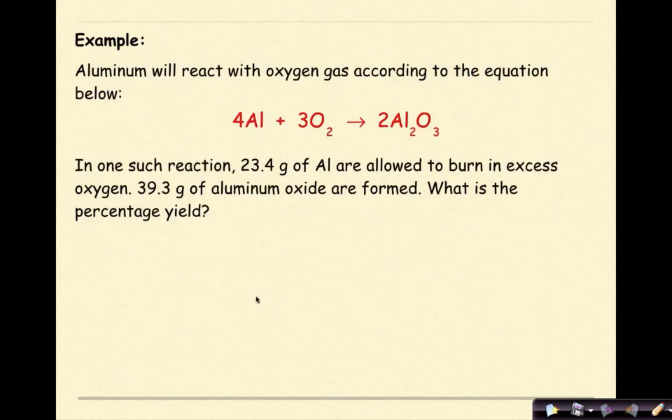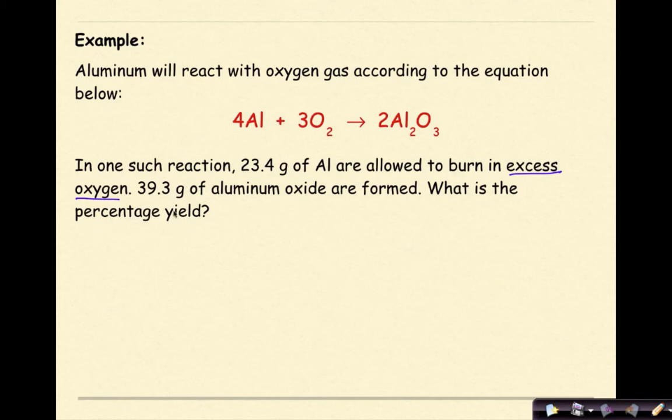Let's look at an example. Aluminum will react with oxygen gas according to the equation below. In one such reaction, 23.4 grams of aluminum are allowed to burn in excess oxygen. 39.3 grams of aluminum oxide are formed. What is the percentage yield?